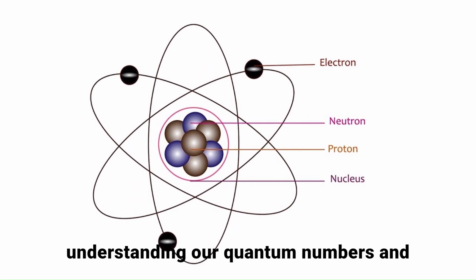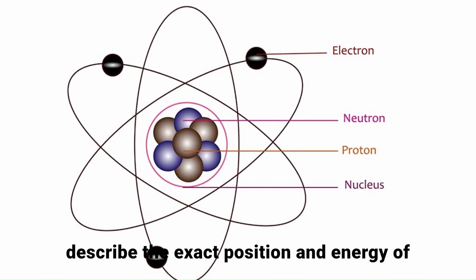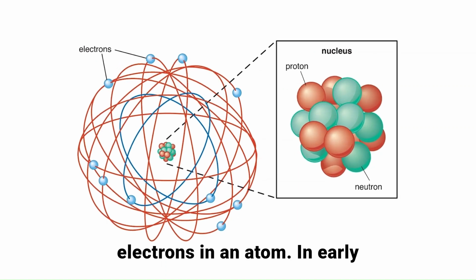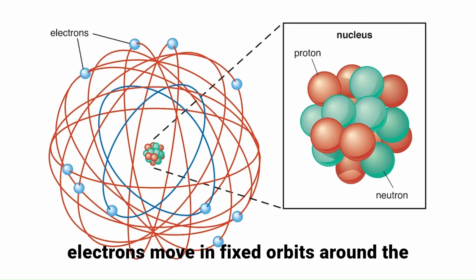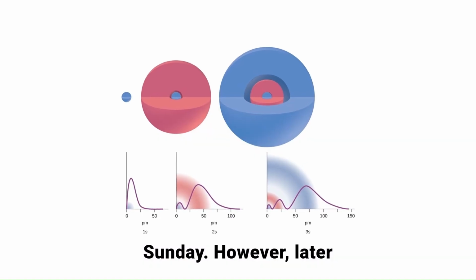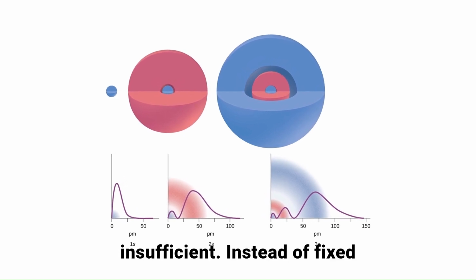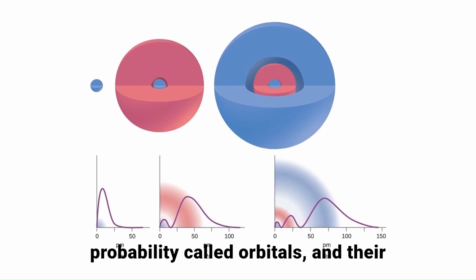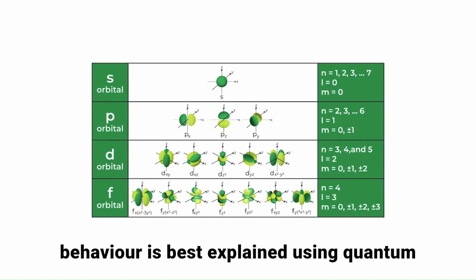Central to this understanding are quantum numbers and electron configuration, which help us describe the exact position and energy of electrons in an atom. In early atomic models, scientists proposed that electrons move in fixed orbits around the nucleus, similar to planets around the Sun. However, later experiments showed that this model was insufficient. Instead of fixed orbits, electrons exist in regions of probability called orbitals, and their behavior is best explained using quantum numbers.